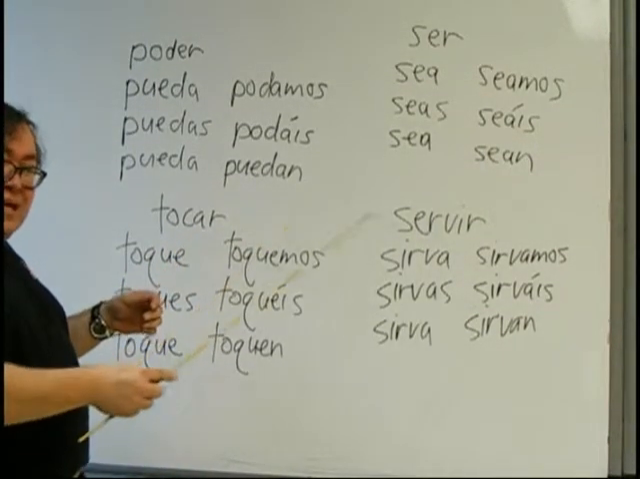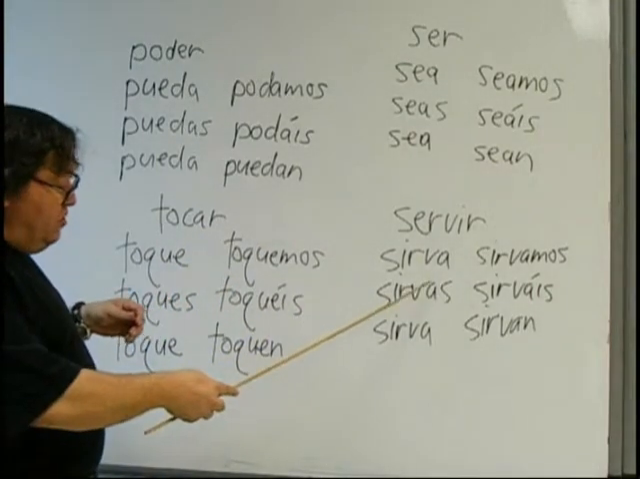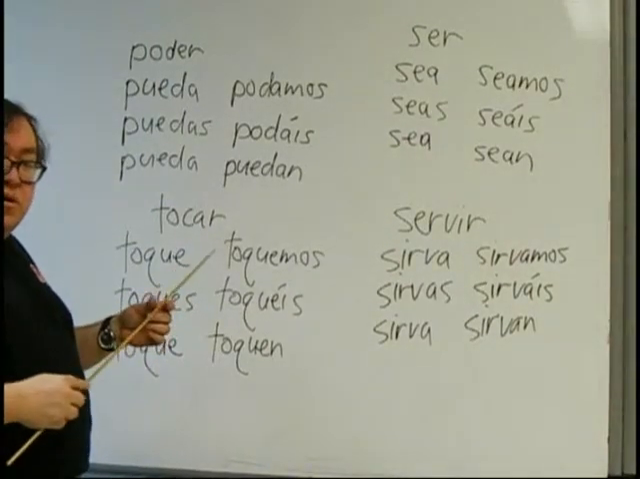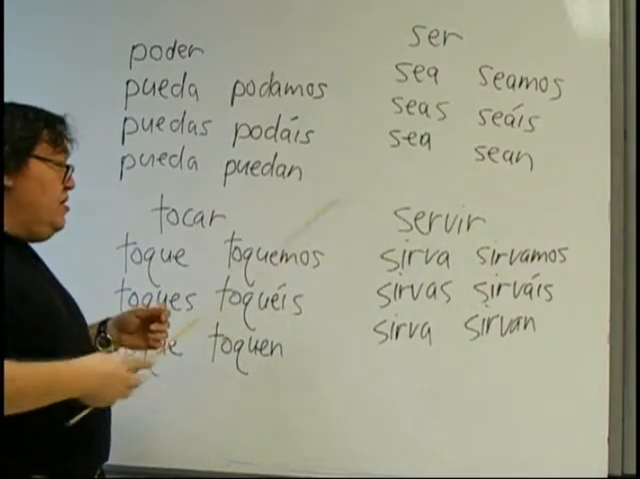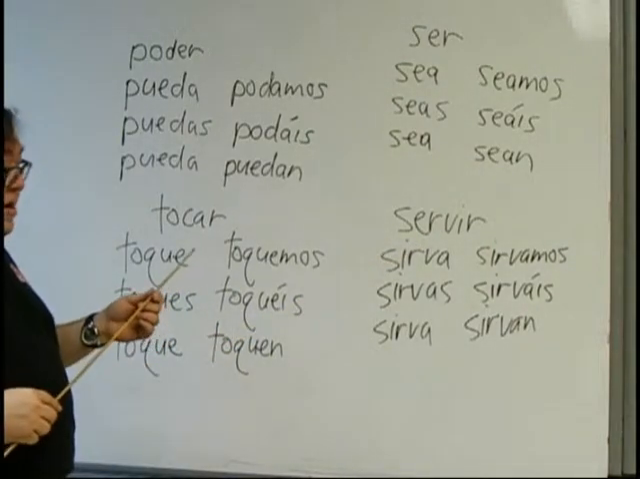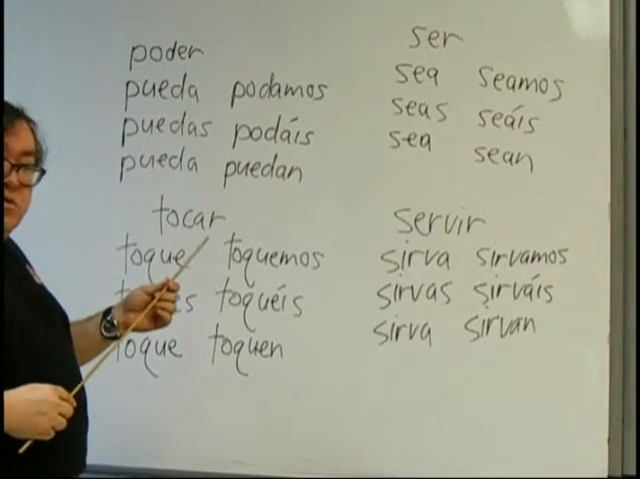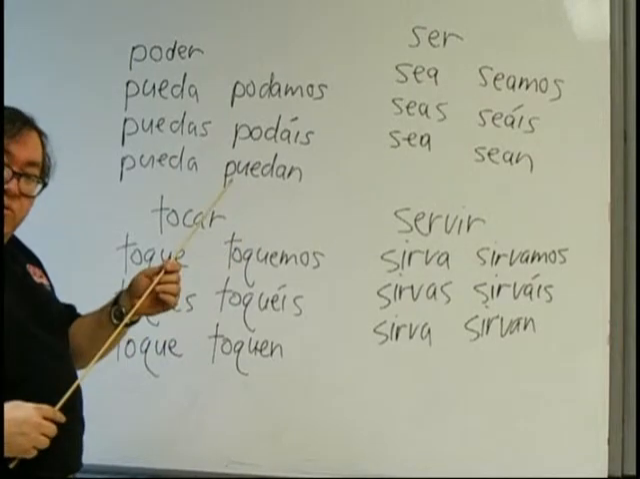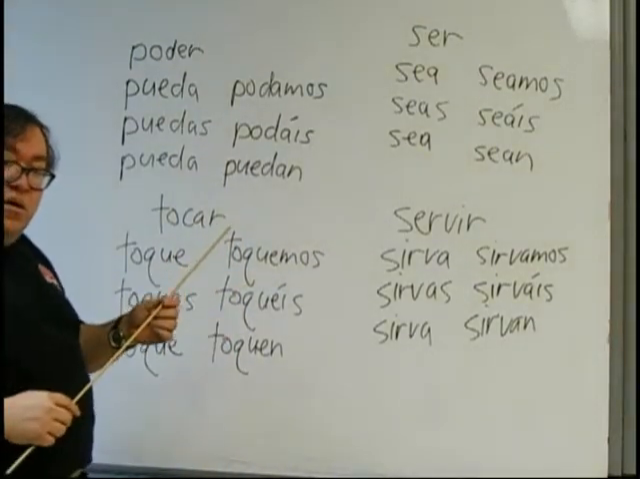This group of verbs goes E to I or O to U in the present participle. The same group of verbs, the exact same ones, in the preterite forms in the third person go E to I. For example, servir in the third person singular preterite is sirvió with an I, and sirvieron in the third person plural. Pedir is pidió, pidieron. Dormir, durmió, durmieron.